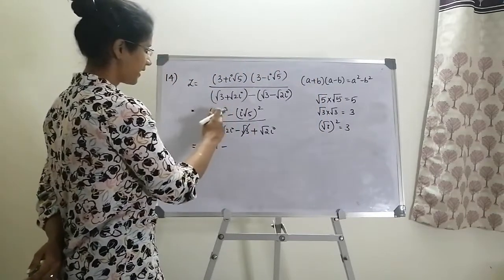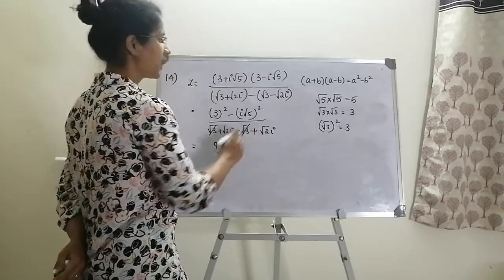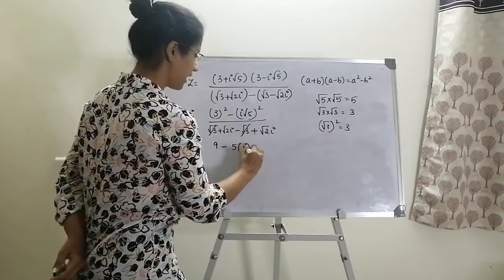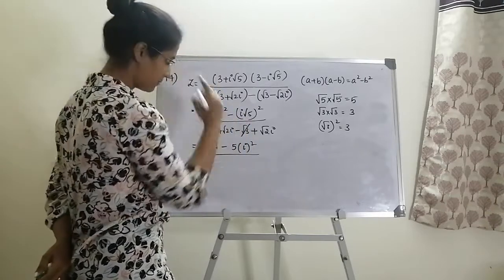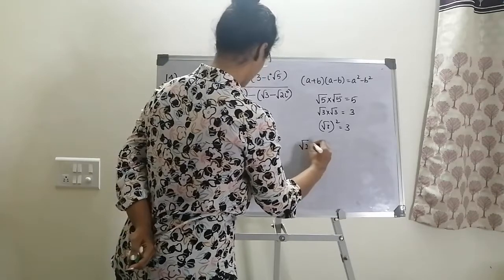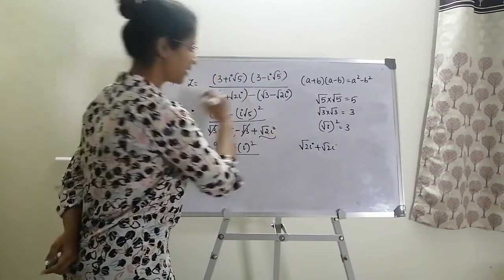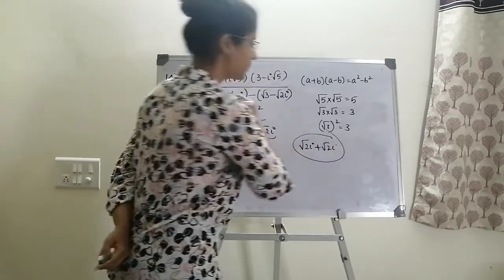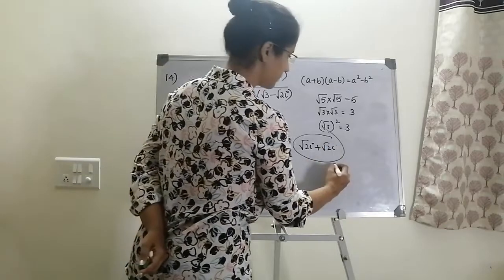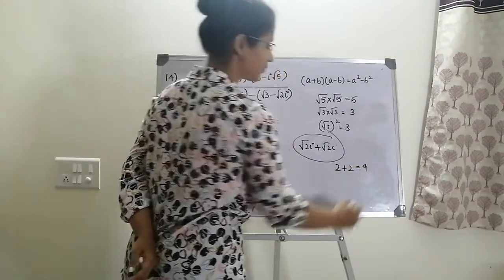So in the numerator I have 3 square which is equal to 9 minus square root of 5 the whole square will give me 5 into i square divided by, see, in the denominator I have root 2i plus root 2i. Root 2i plus root 2i. Now what will be the answer for this particular expression here? See, for example, if I have 2 plus 2, I will write this as 4.